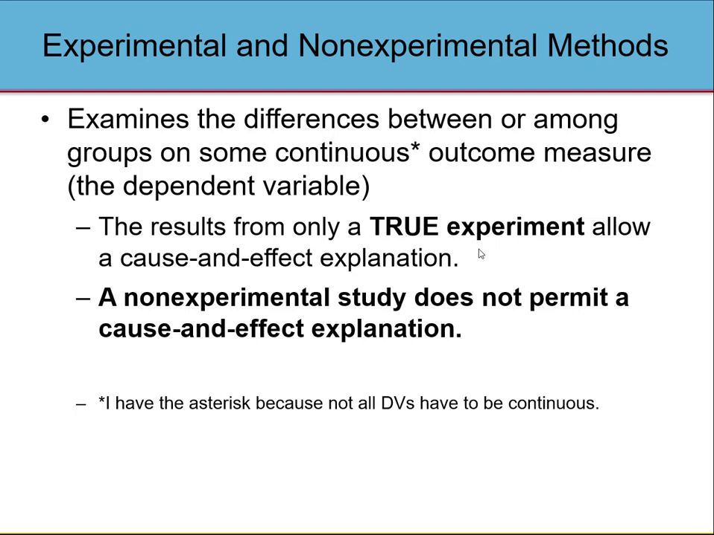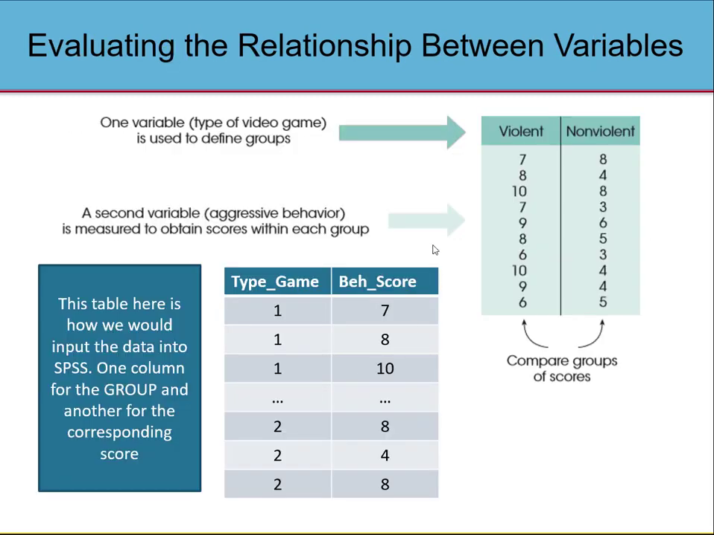All right, so we have 2 types of research designs, experimental and non-experimental methods. And only in a true experiment can you actually determine cause and effect. In an experiment, you examine the difference between or among groups on some continuous outcome measure, and I have the asterisk because not all dependent variables have to be continuous. And then a non-experimental study does not permit a cause and effect explanation.